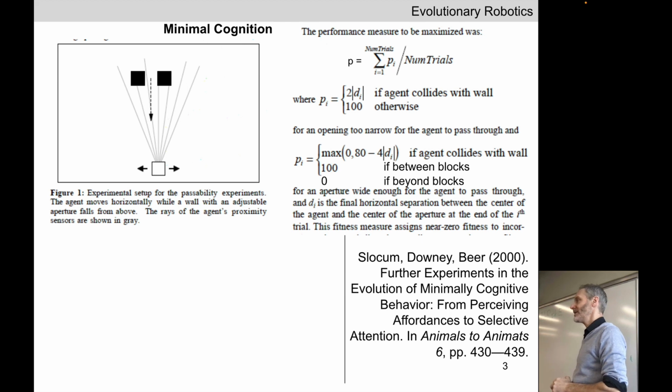Get out of the way, right? So that's the idea. That's what they want to evolve the robot to do. So they're going to construct a fitness function that rewards or selects for this behavior, selects for affordance detection.